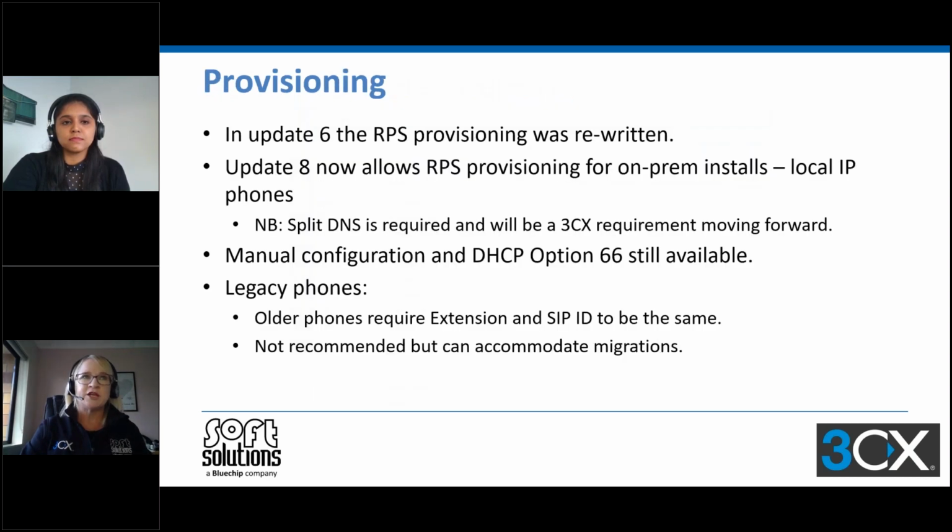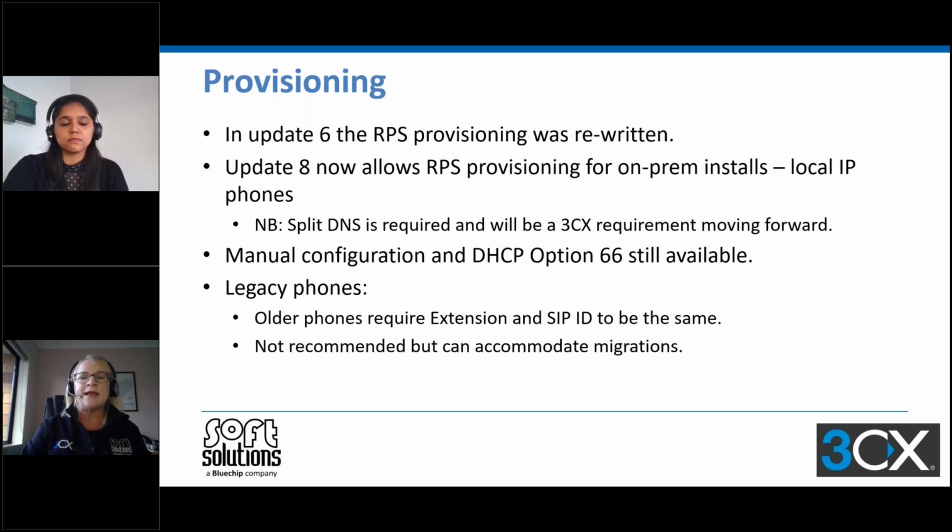More changes around provisioning. You remember in Update 6 that 3CX completely rewrote the RPS provisioning. Update 8 now allows RPS provisioning for those on-prem installations on the same LAN local IP phones. But note, you do require split DNS. It's also been announced several times now that 3CX will be requiring split DNS moving forward. In terms of manual config, that's still available. DHCP option 66 is still available.